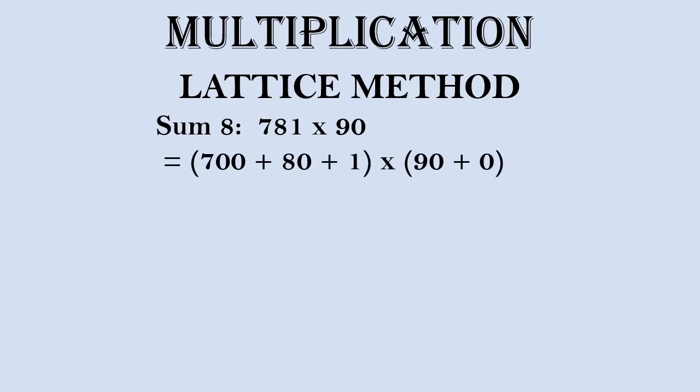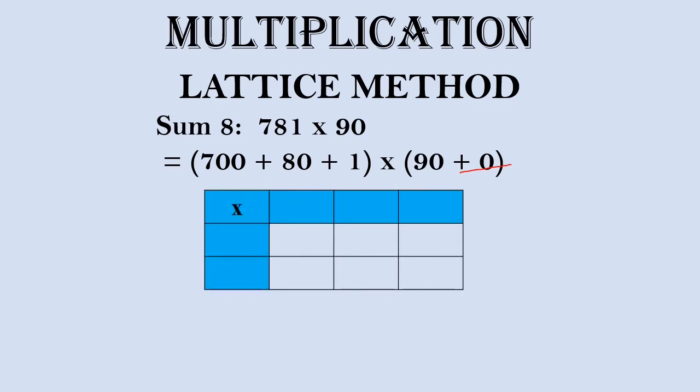781 multiplied by 90, that's 700 plus 80 plus 1 multiplied by 90 plus 0. Once again, I've taken this for practice. Nine into 7 is 63, and then there are 3 zeros. That's what I've written over here, 3 zeros.